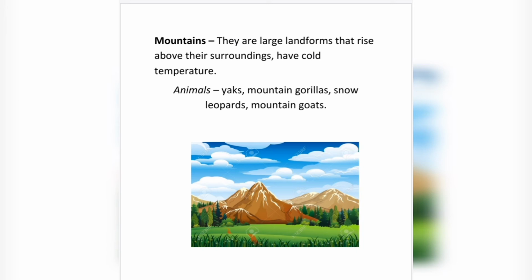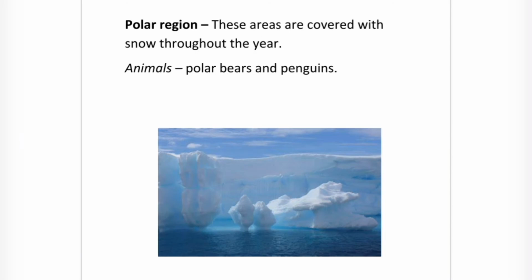Mountains. Mountains are large landforms that rise above their surroundings, have cold temperatures, and usually have rough surfaces. Different animals found in mountains are mountain goats, yaks, mountain gorillas, snow leopards, and brown bears. Polar regions. The Arctic and Antarctic are polar regions of the earth. These areas are covered with snow throughout the year. Polar bears are found in the Arctic region and penguins are found in Antarctica.